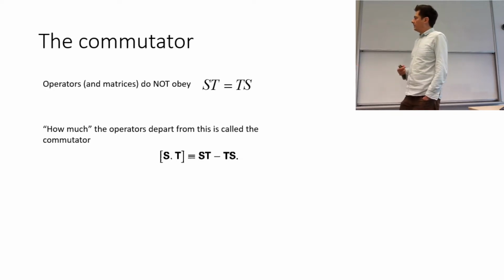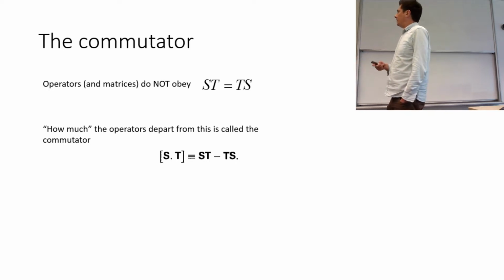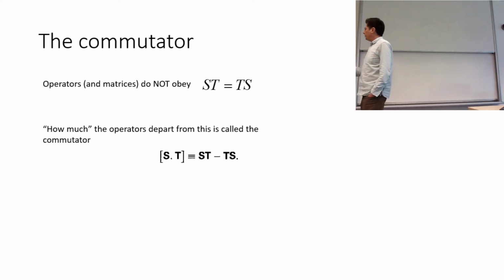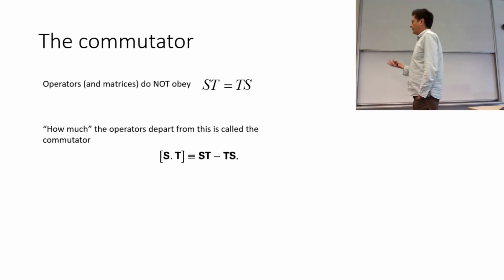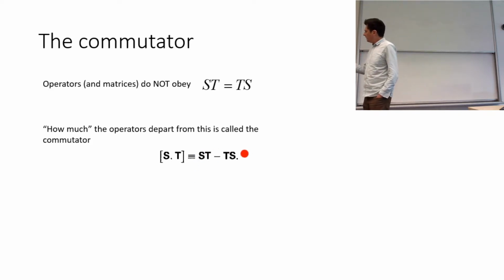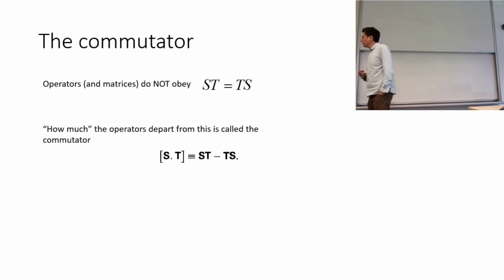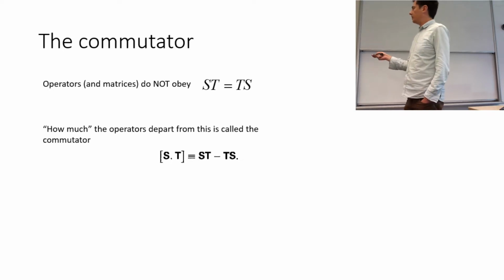And a measure of how much ST is not equal to TS is the so-called commutator. We write it like this, brackets S comma T. I don't know, it doesn't look like a comma, but it's supposed to be a comma. And that's defined as ST minus TS. Okay. So you can intuitively see that certainly if ST is equal to TS, then this is going to be 0. And if it's 0, then you say that these matrices commute. If it's not the 0 matrix, then they don't commute. And the commutator is a measure of how much they do not commute.